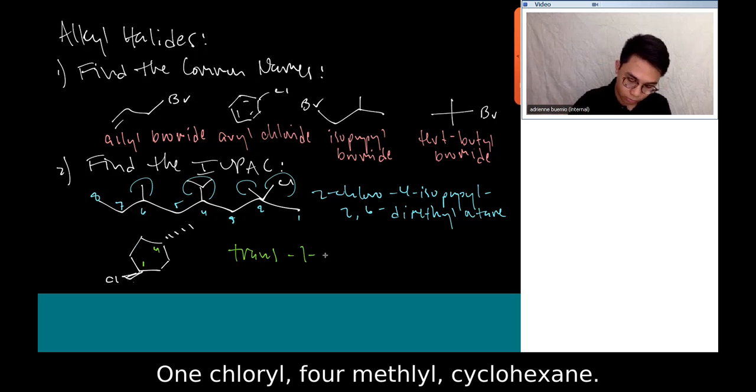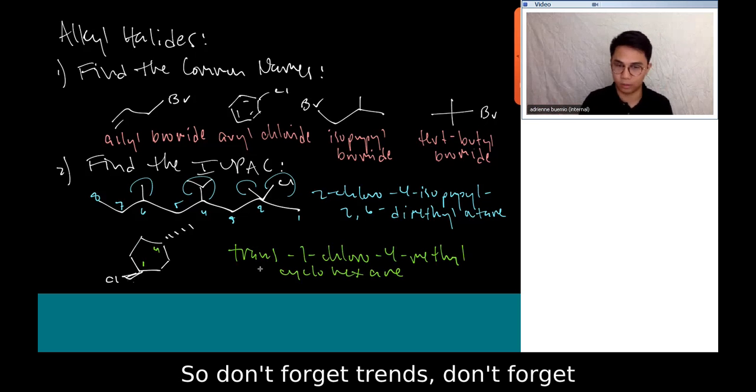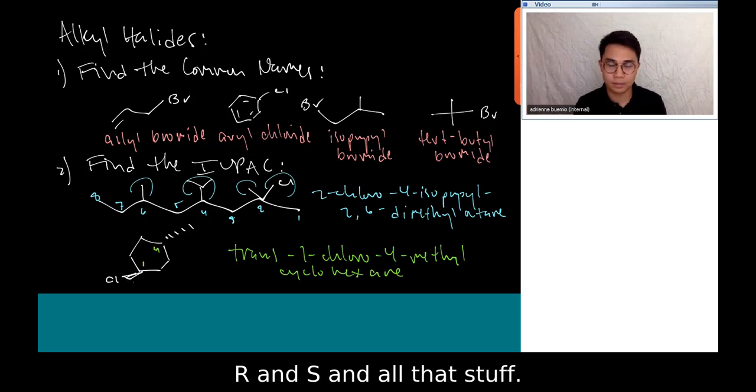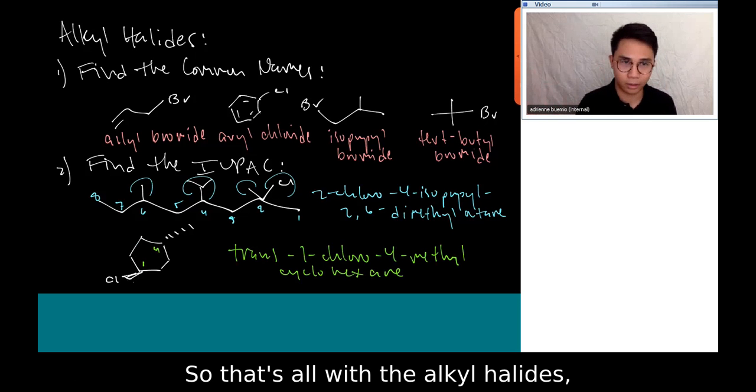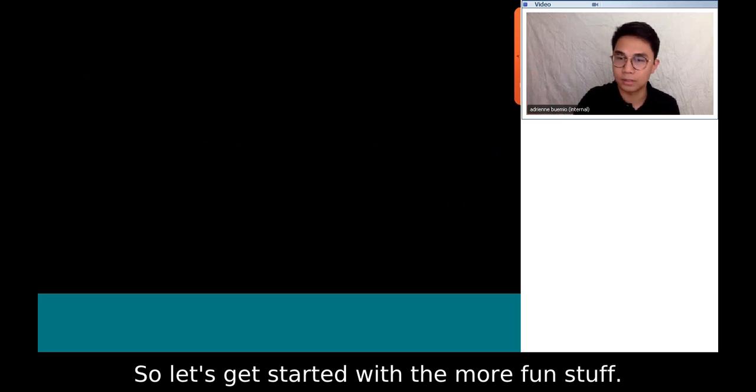1-fluoro, 4-methyl, cyclohexane. So don't forget the trans. That's probably why I did this one. So don't forget trans. Don't forget R and S, and all that stuff. So okay, that's all with the alkyl halides. Going over it, kind of previewing it, reviewing it. So let's get started with the more fun stuff.